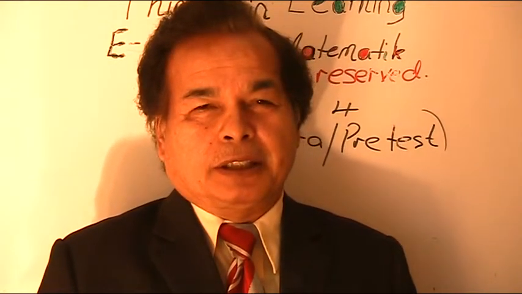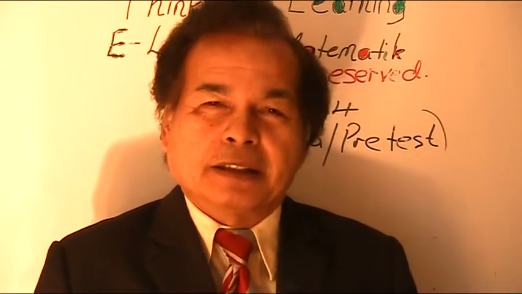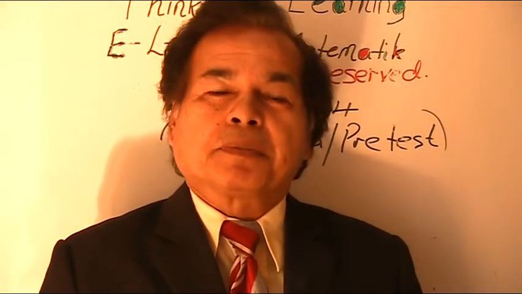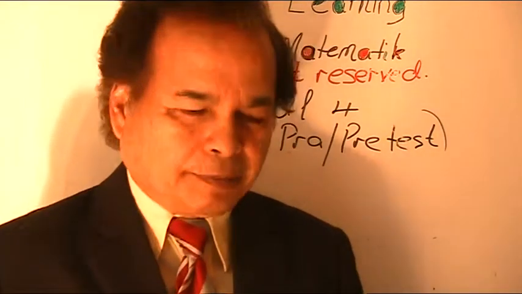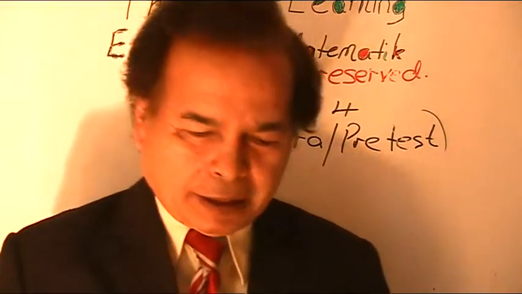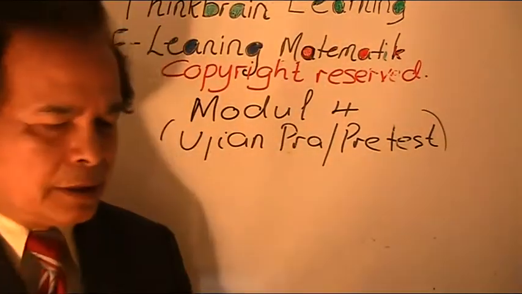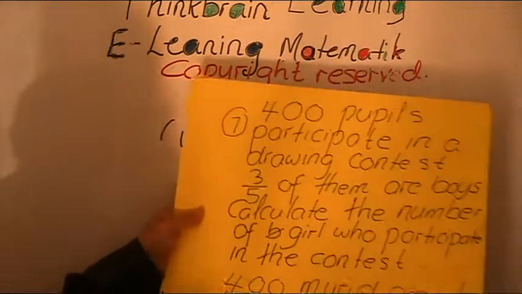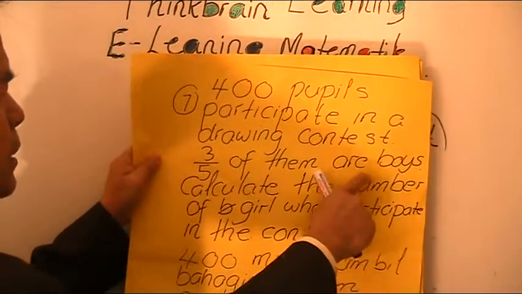This is a skill in thinking, that is representation. Now you have one more skill that you understand in solving this problem. 400 people participate in a drawing contest. 3 over 5 of them are boys.